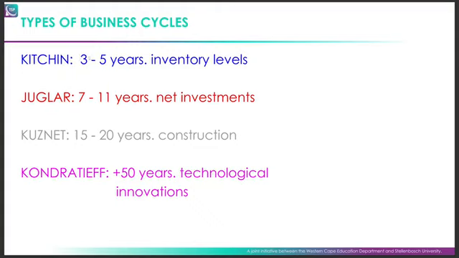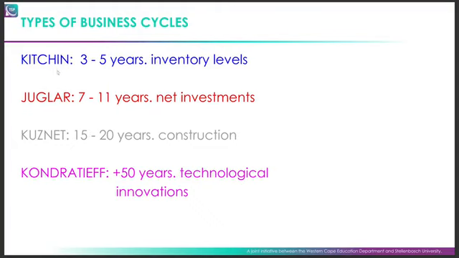The Kitchin cycle lasts about 3 to 5 years, and this is with regards to inventory levels, whereas your Juglar lasts about 7 to 11 years, and this deals with the net investments, and your Kuznets cycle works from a 15 to 20 year span, and this we find within the construction industry, and then the Kondratieff, which is 50 plus years, and this we find within the technological sphere of businesses.